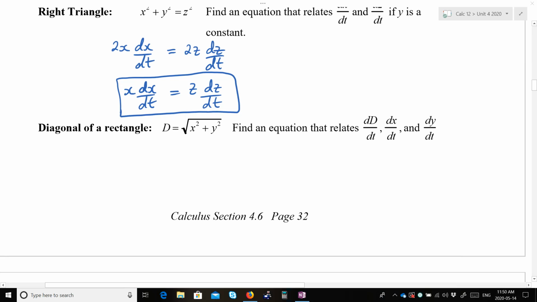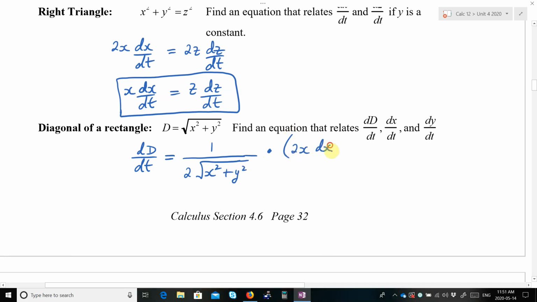Alright, everybody, I'm back. Diagonal of a rectangle. Diagonal equals the square root of x squared plus y squared. Find an equation that relates dD/dt, dx/dt, and dy/dt. Okay, so the derivative of D is 1, and then dD/dt. And remember, when you have the square root of u, the derivative is 1 over 2 root u, and then multiplied by u prime, the derivative of the inside. The derivative of the inside is going to be 2x dx/dt plus 2y dy/dt.